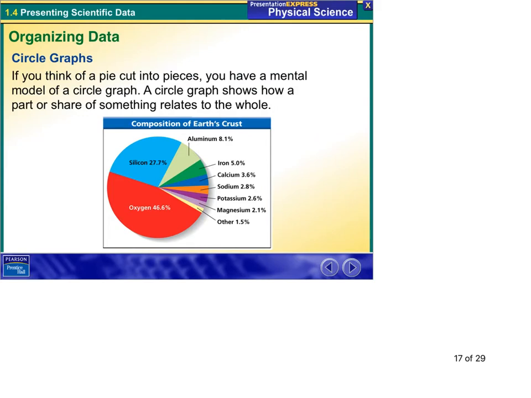Circle graphs work very nicely for percentages. And it says here, if you think of cutting a pie into several pieces, you have a mental model of a circle graph. A circle graph is often called a pie chart. A circle graph shows how a part or share of something relates to the whole. You see percents work very well with circle graphs. Notice all these percents here.